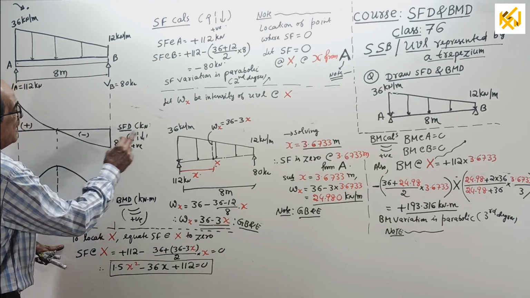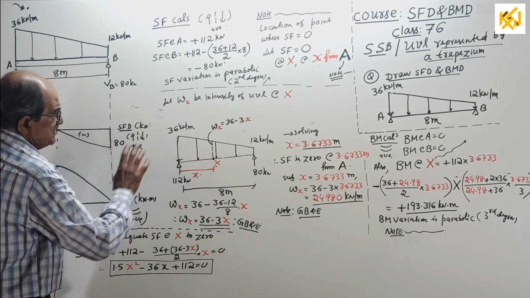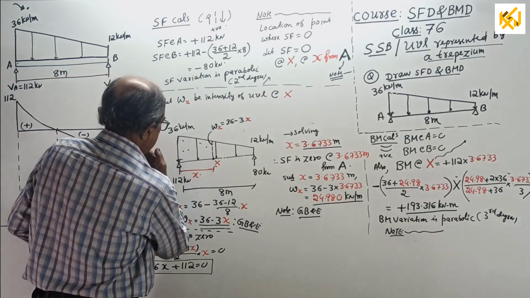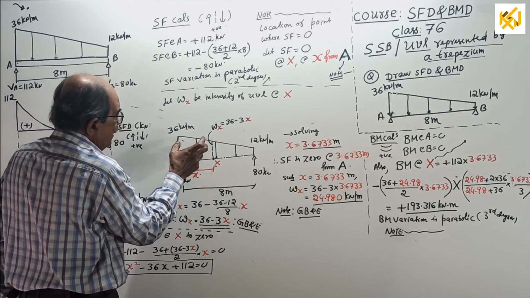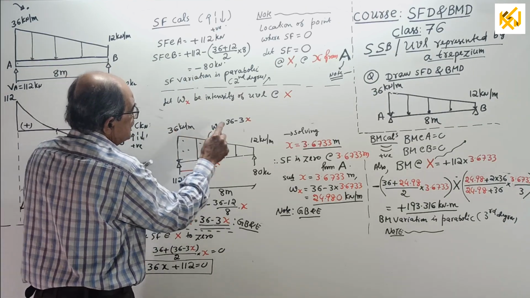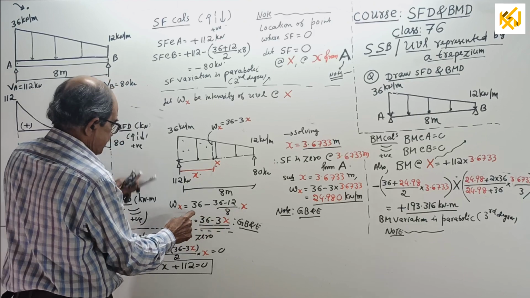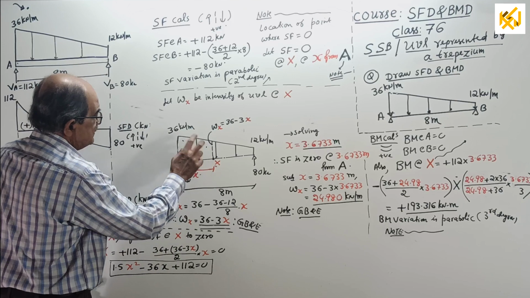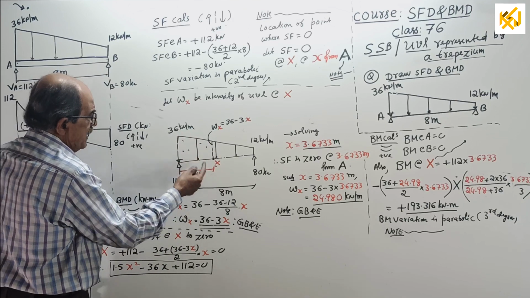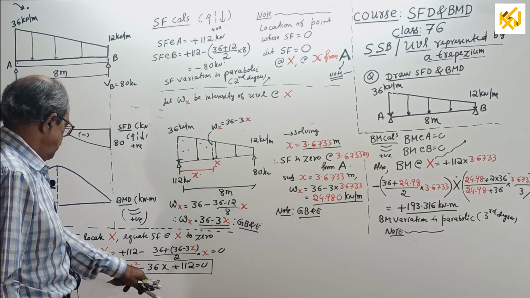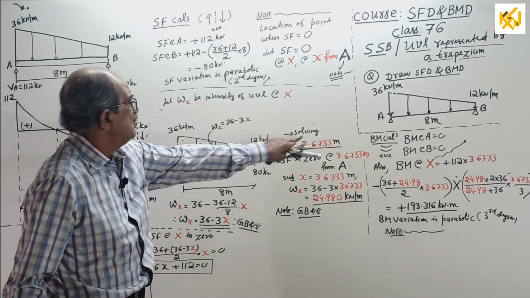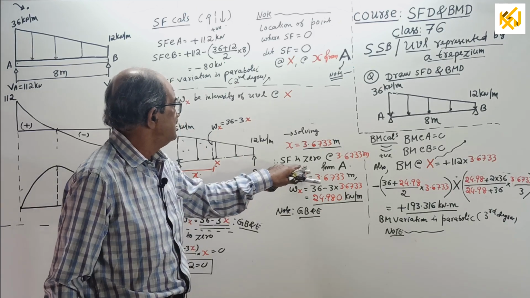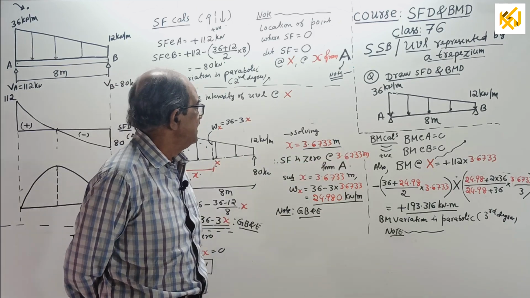To locate the point x, equate shear force at x to 0. You are looking this side, so look this side. Start. Shear force here, plus 112, minus only this much load: (36 plus 36 minus 3x) by 2 into x, that is, the sum of the two parallel sides divided by 2 into x, equated to 0. You get a quadratic equation. Solve the equation, you get 3.6733 meter. Therefore, shear force is 0 at 3.6733 meter from A.